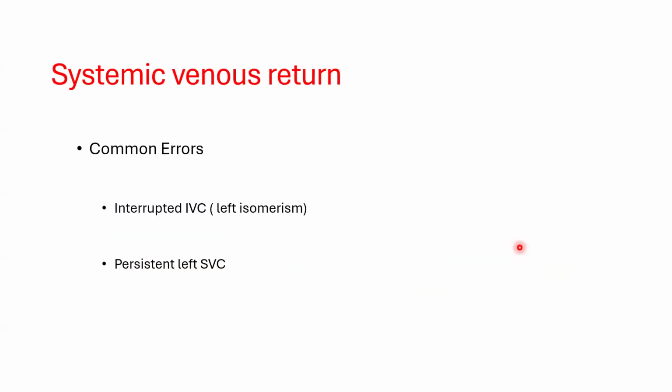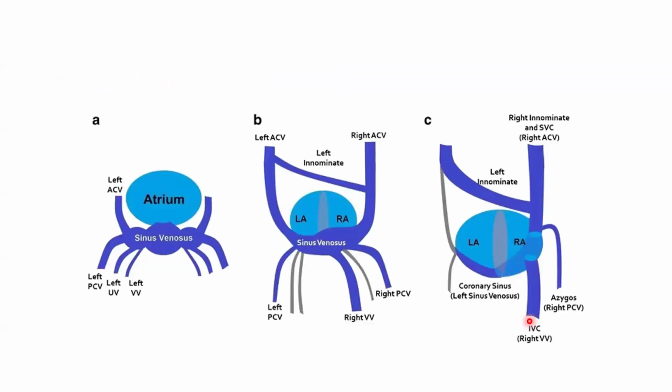So what are some of the problems that may arise? We have an interrupted IVC, which we see in left isomerism, or heterotaxy, where you have interruption of the IVC. It doesn't form well and doesn't connect directly to the right atrium. But then you have an azygos continuity, as you can see. If the right vitelline vein does not form the IVC properly and there's an interruption, then the azygos vein will have to do the job of draining the lower portions of the body.